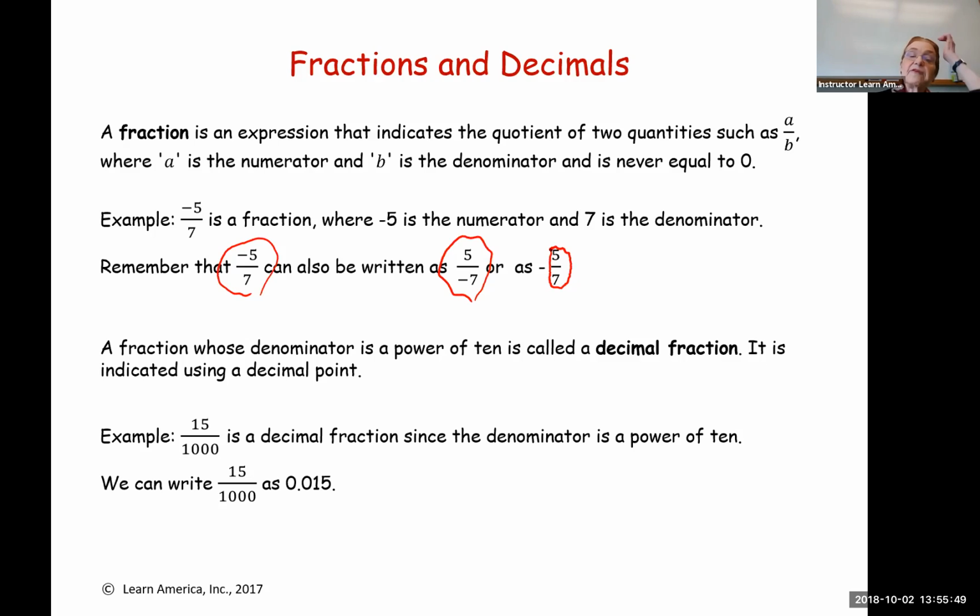Okay. If a fraction has a denominator that's a power of 10, then we say it is a decimal fraction. It is indicated using a decimal point. So for example, 15 over 1,000 is a decimal fraction because the denominator is a power of 10, namely 10 to the third. So we can write 15 over 1,000 as 0.015.